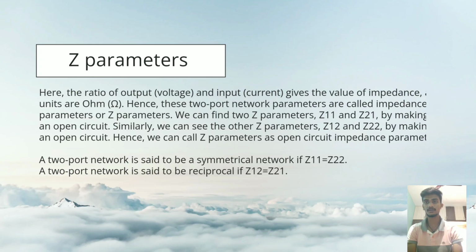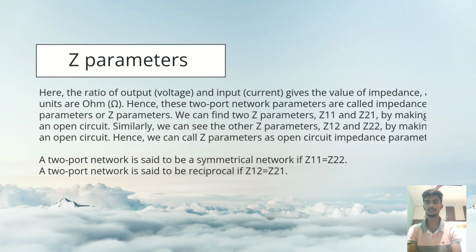We find the two-port network Z parameters Z11 and Z21 by making port 2 an open circuit. Similarly, we can find the other Z parameters Z12 and Z22 by making port 1 an open circuit. Hence, we can call the Z parameters open circuit impedance parameters.